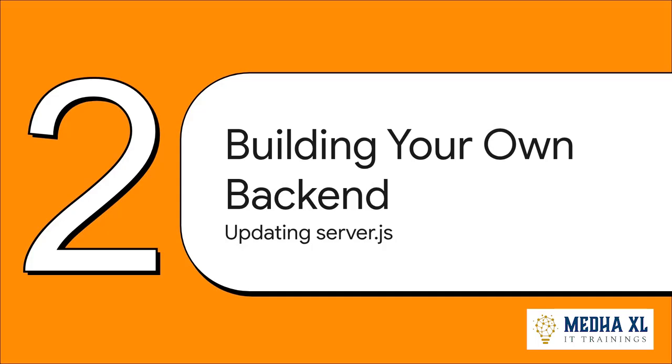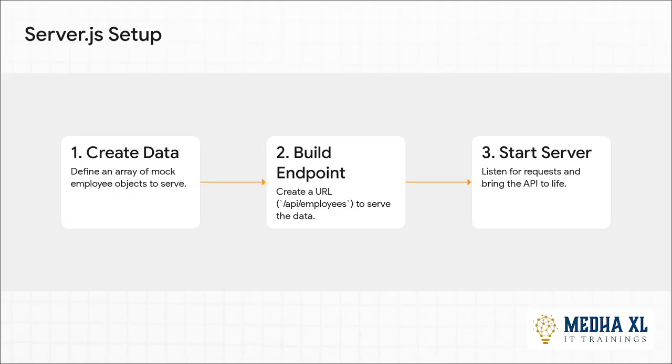All right, let's get our hands dirty and actually build this backend. And the best part? We only need to touch one single file to make it all happen, our good old server.js. We're going to do this in 3 super simple steps. First, we'll create our own data. Then, we'll build an endpoint, a URL, to serve that data up. And finally, we'll fire up the server to bring it all to life.